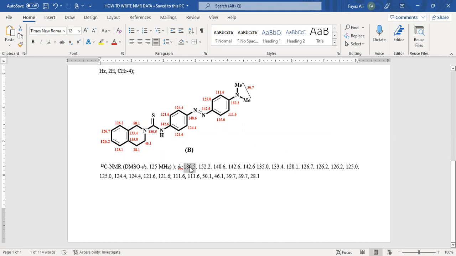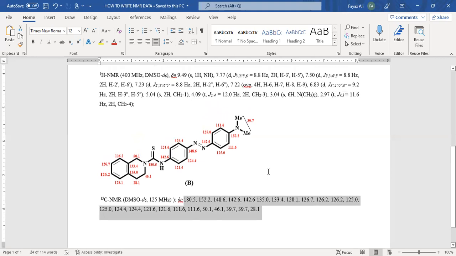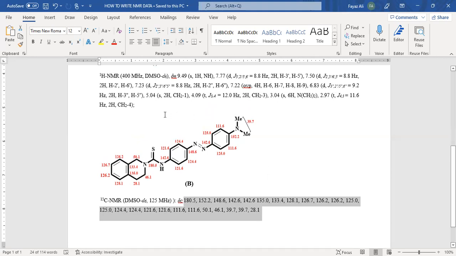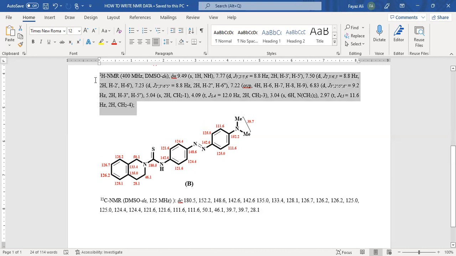This is resonating at 180. The second most is 152, which is this one, due to this dimethylamine group. Then this one is 148, due to this azo group. So from downfield to upfield, you have to write all the carbons and where they resonate. These are written in ppm. As you know, there is no need to mention ppm here. I haven't written any ppm because we know.